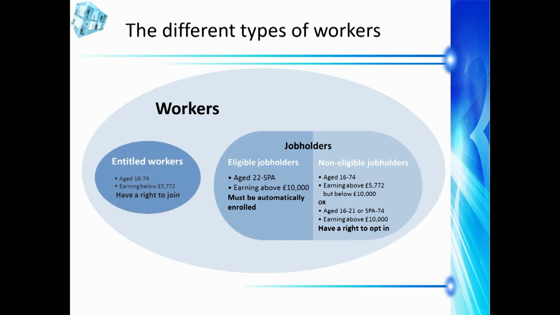Entitled workers. These are anybody in your workforce, i.e. they're aged between 16 and 74, and they earn below that lower threshold. So in other words, they earn less than £5,772. These people have a right to join a pension scheme, but you as the employer do not need to contribute into that pension scheme.